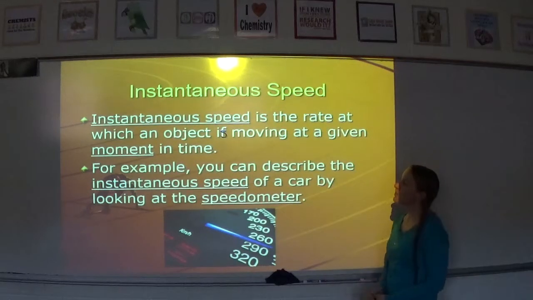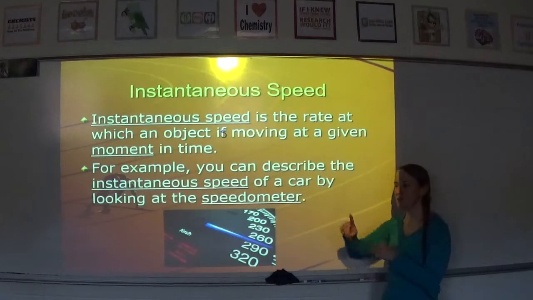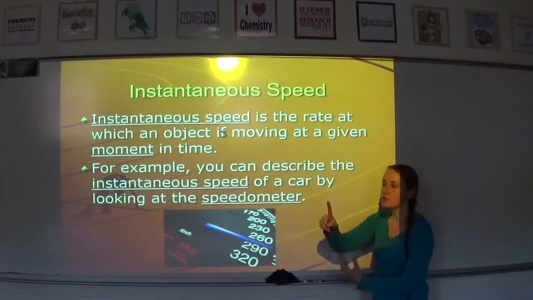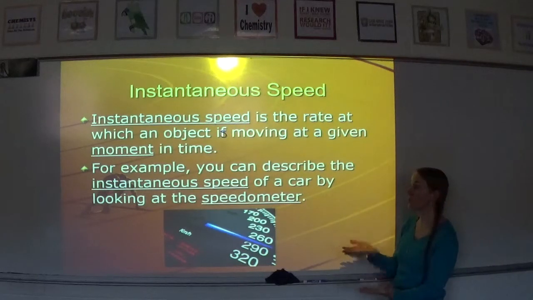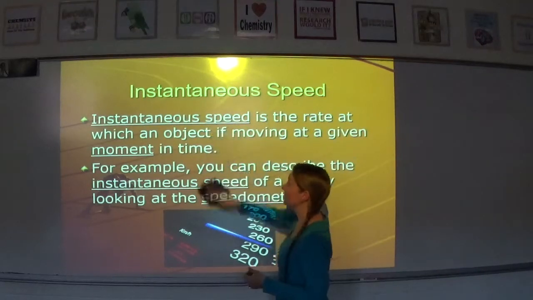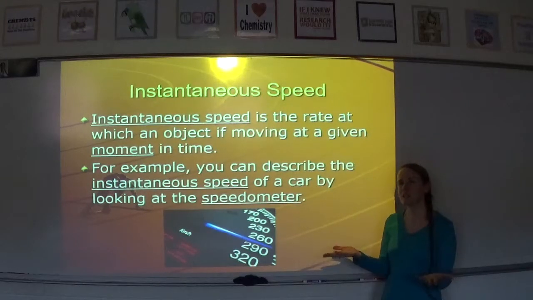All right, for example, you can describe the instantaneous speed of a car by looking at the speedometer. When you're driving, if you speed up, the speedometer automatically goes to a higher number. If you slow down, it goes to a lower number. It's showing at that exact moment in time how fast you are going. That's instantaneous speed.